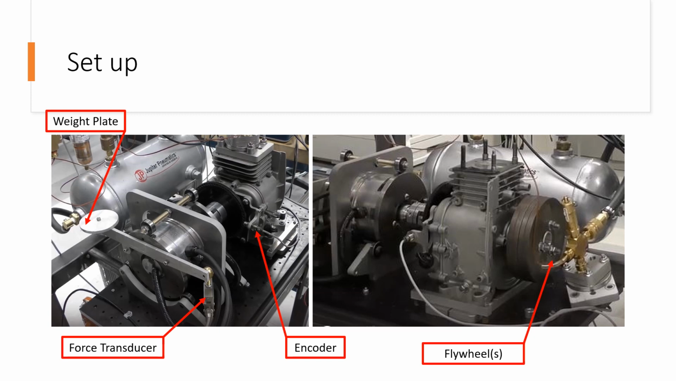In our testing, our team will test the engine with 1 and 4 flywheels to see if greater mass will improve performance. This affects the moment of inertia of the entire engine system.